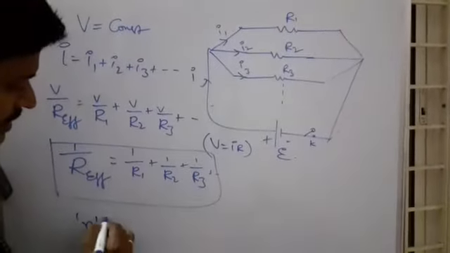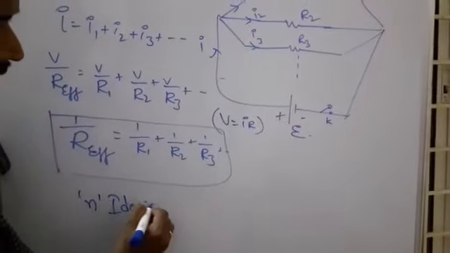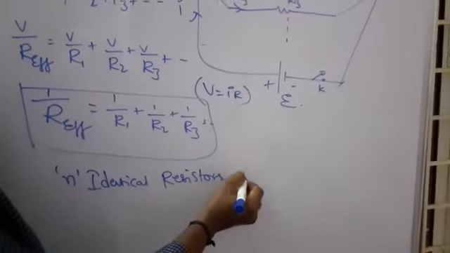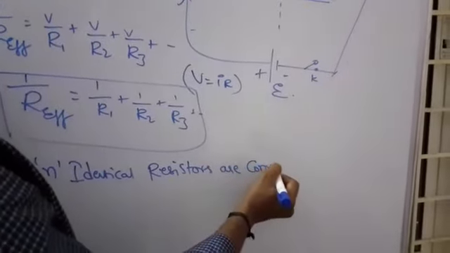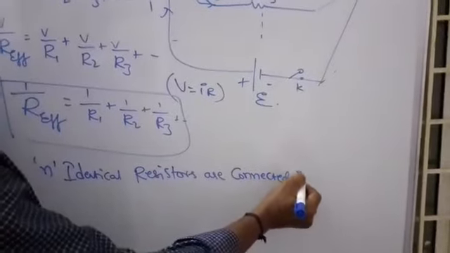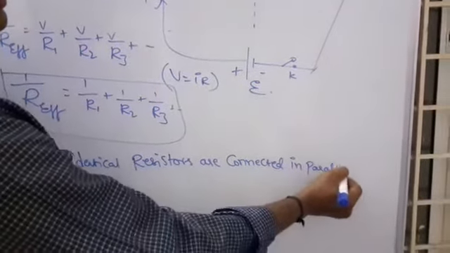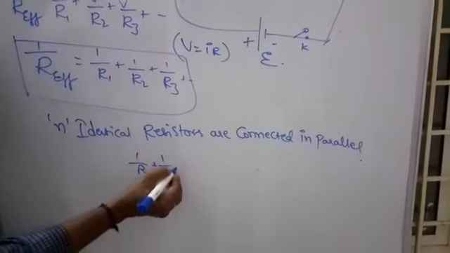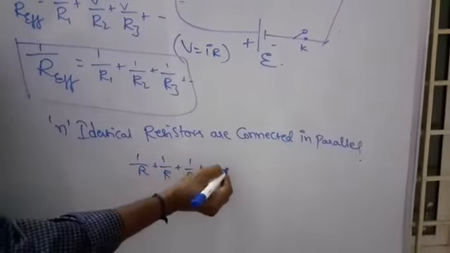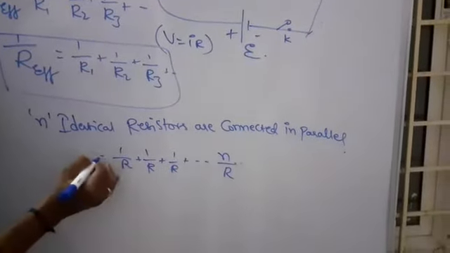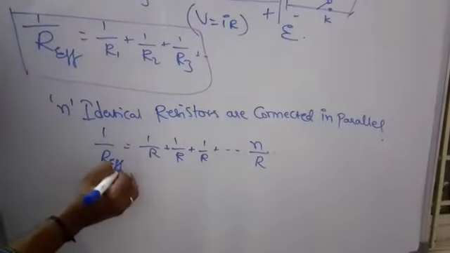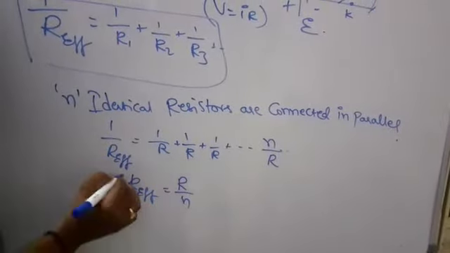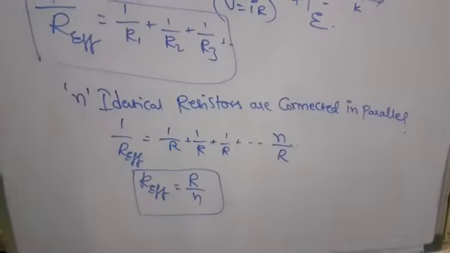If n identical resistors are connected in parallel, then 1 by R plus 1 by R plus 1 by R and so on, like this, gives n by R. Here 1 by R effective is n by R, that is, R effective is equal to R by n.